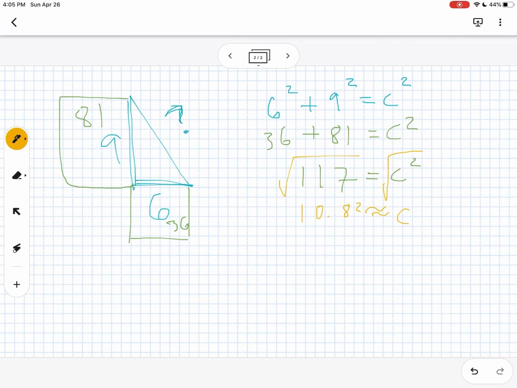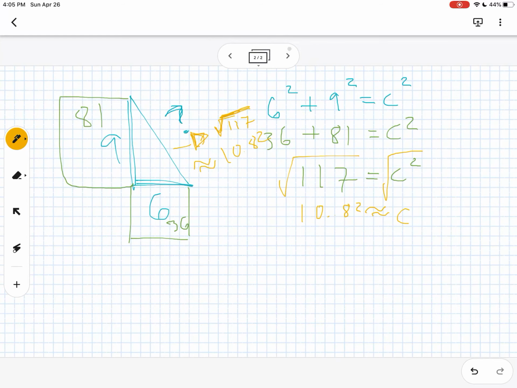So I took the square root of that number, and that gives me that. That means this side here is the square root of 117, which is the exact answer, or you can say that it's approximately 10.82. So that's how you do the Pythagorean theorem. If this is not enough information to remind you how to do it, you are going to have to do a little bit of Googling.